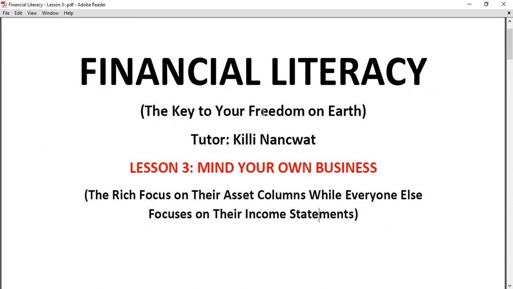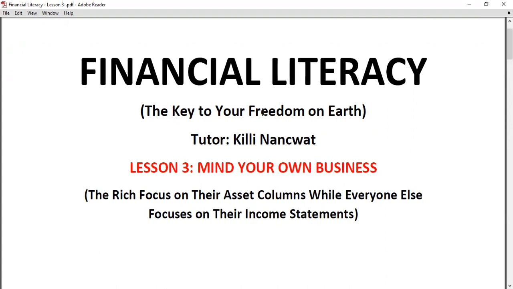own business, is that the rich focus on their asset columns, while everyone else, that is the term everyone else simply refers to as the poor and the middle class, they focus on their income statements. You remember from our previous lesson, lesson 2, we were able to bring out a graphical representation of the financial statements of a poor person, a middle class person, and then a rich person.